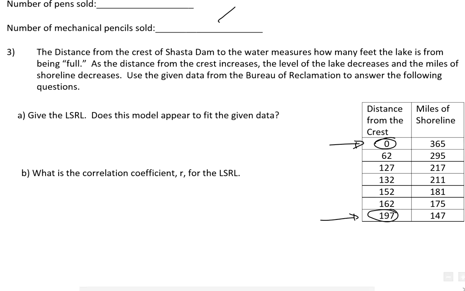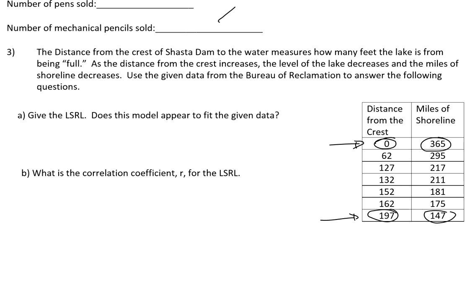But what happens as the lake fills up, the miles of shoreline increases. So what that means is if you were going to walk all the way around the lake, it's 365 miles to walk all the way around it when it's completely full. And if it's 197 feet from the crest, right, the water level's low, it's only 147 miles to walk around it. So there's two variables here, distance from the crest and miles of shoreline.